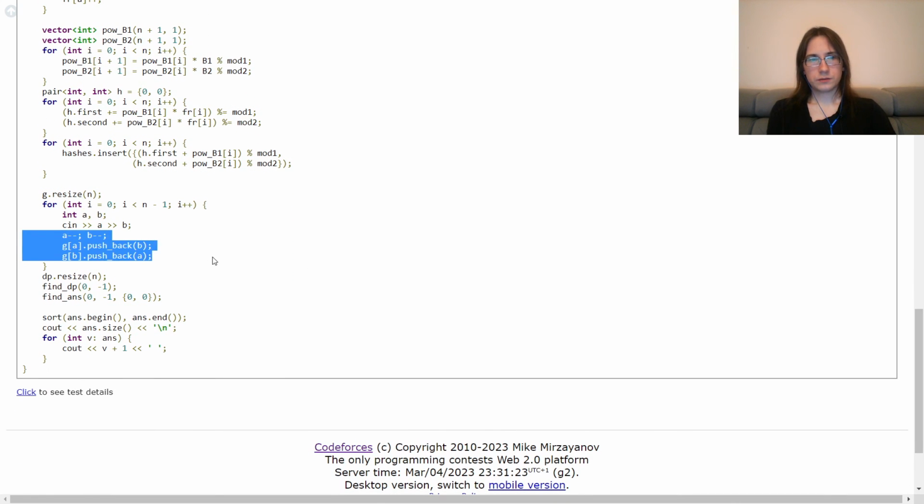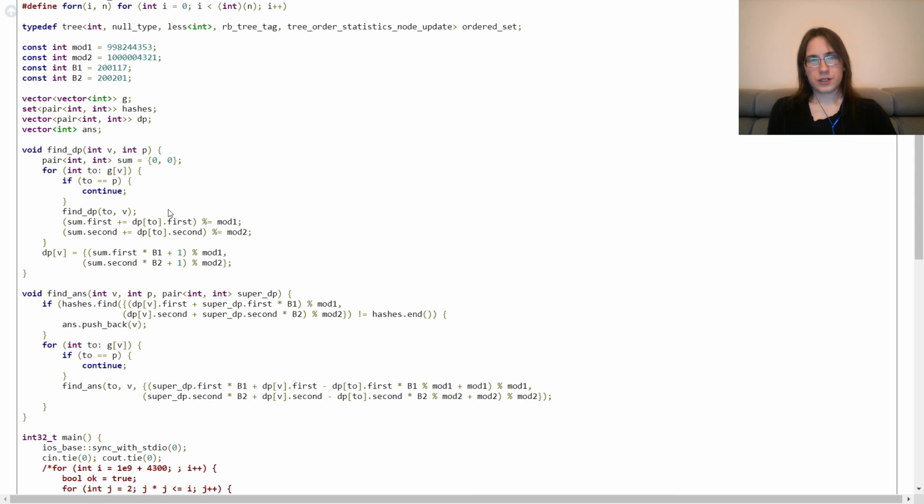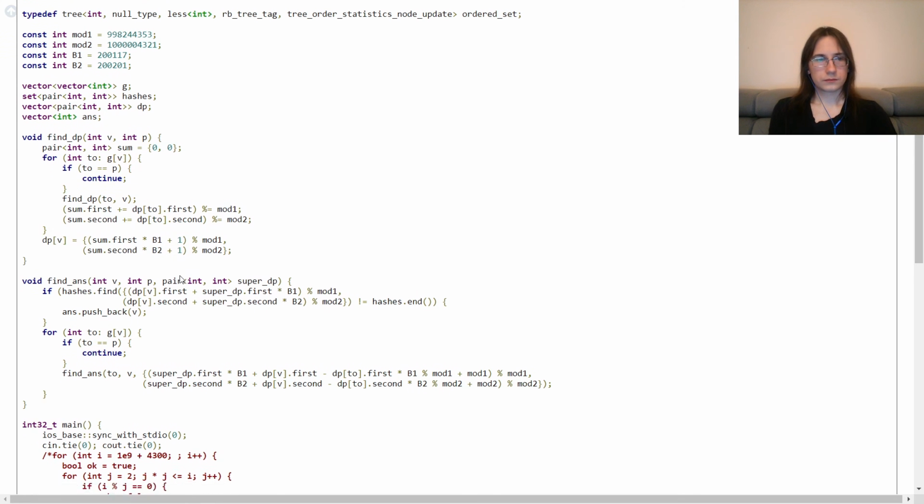Then I read the tree. dp will be the information about the subtree of v. The first DFS is called find dp. In there, I just take the sum of dp's of all sons, multiply them by B. First hash is multiplied by B1, second multiplied by B2, and add 1. 1 is added for v itself, because v itself has a distance 0 to itself.